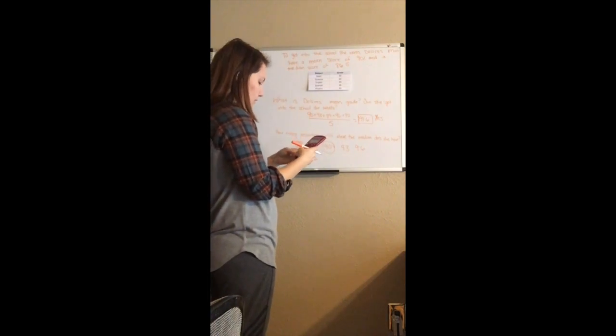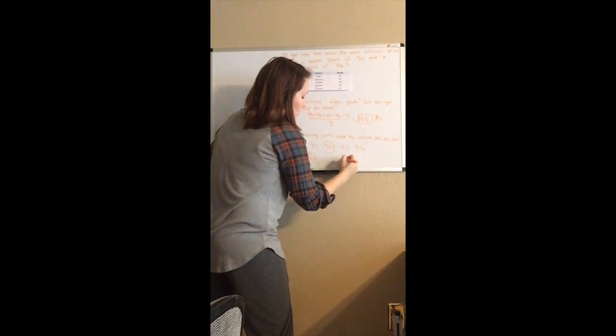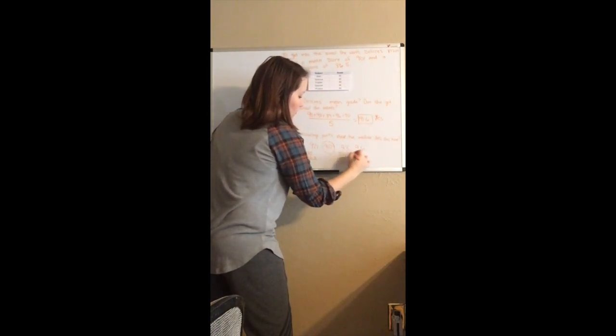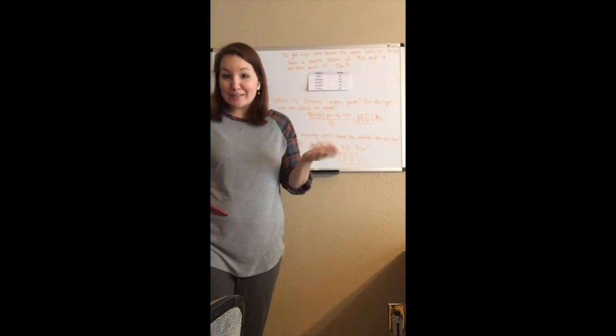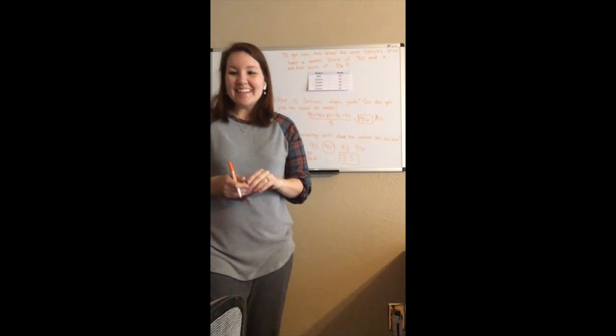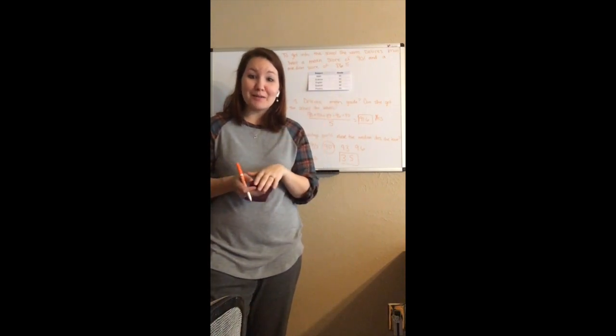Let me do that on my calculator. 90 minus 86.5 gives us 3.5. So she's 3.5 percentage points above the median. So with these grades, she could get into the school that she wanted. All right, I'm going to give you a couple examples to do on your own, and then we'll come back and review them together.